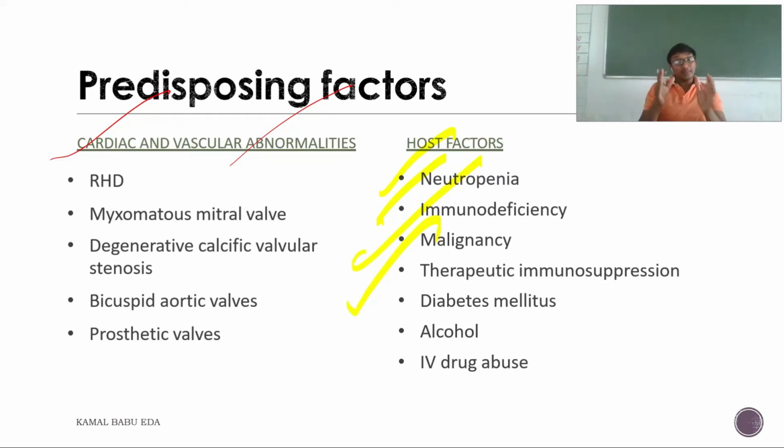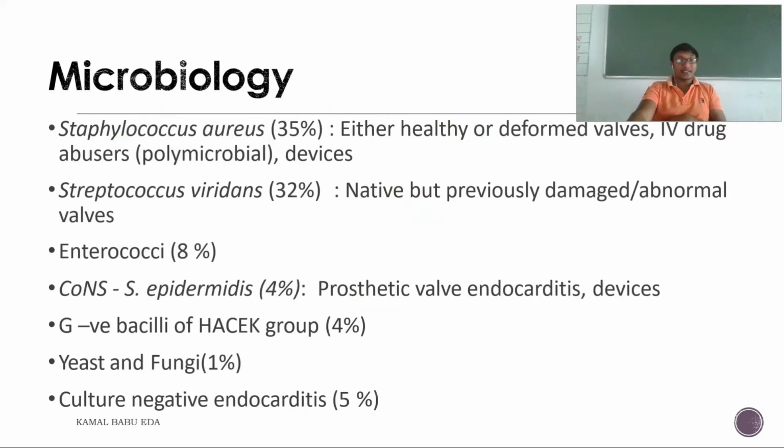Whenever immunosuppression drugs are given, the disease-fighting capacity of the body decreases, during which any organism entering the person's body can directly go and affect a particular organ. In this case, it will go and affect the heart. And next, persons who have diabetes mellitus, and persons with alcohol as well as IV drug abuse. So these are some of the predisposing factors for endocarditis.